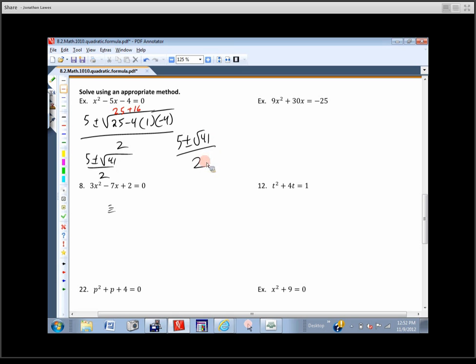Now, 5 plus or minus radical 41 over 2. Is that a nice answer or an ugly answer? I think it's great because you don't have to do anything else with it. Doesn't simplify at all. End of story, that's the answer. No way you'd get that by factoring.